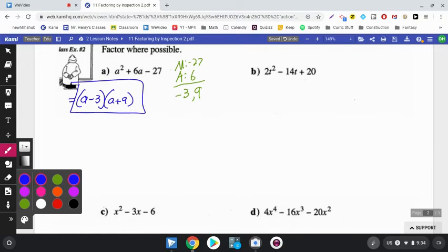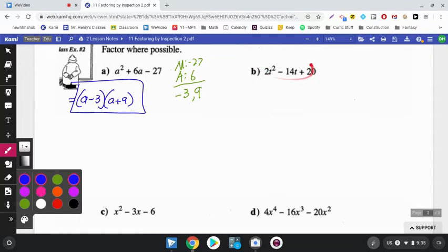Okay. B, 2t squared minus 14t plus 20. Well, I get a little worried because I have a 2t squared. And right now, factoring by inspection, the only way I know how to factor is if your lead coefficient is 1. Like I have a squared, or I have x squared, or I have b squared, not 2 or 3 or whatever. I have to have that just kind of plain term out front, the coefficient of 1. So I'm a little bit concerned.